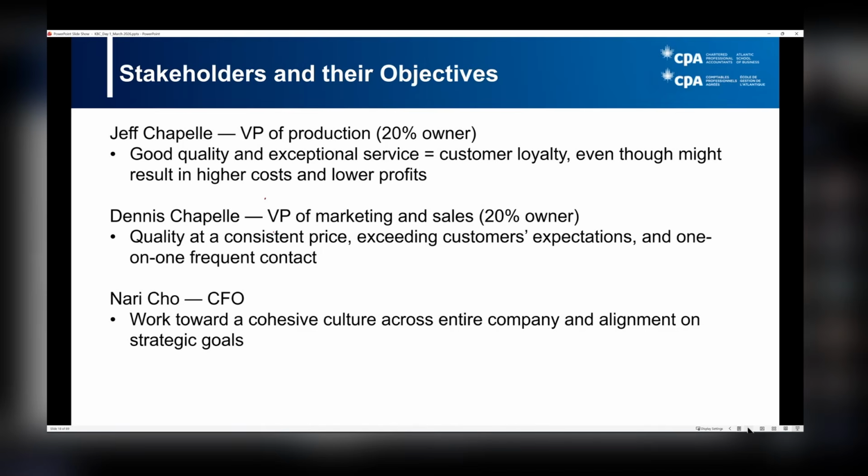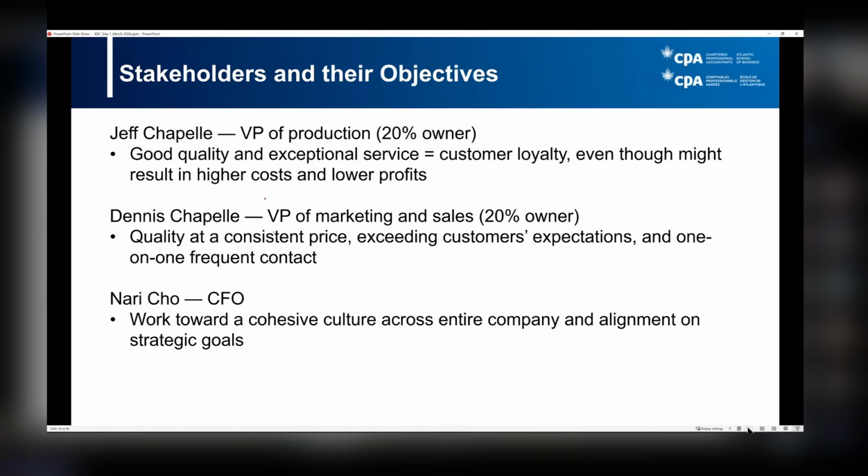Then we've got Dennis, who is the VP of Marketing and Sales, who is also a 20% owner. His focus is around quality, so providing a quality product at a consistent price, exceeding customers' expectations, and frequent one on one contact.